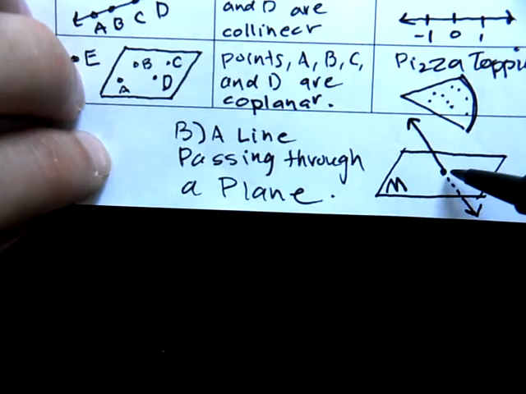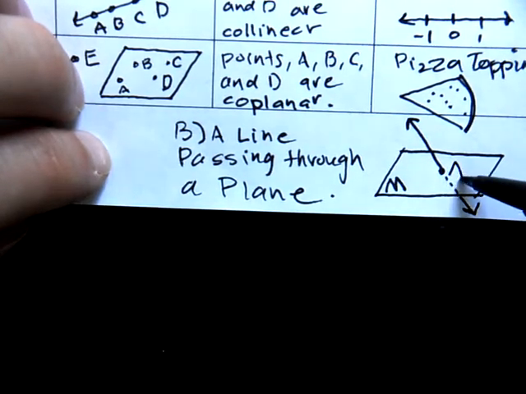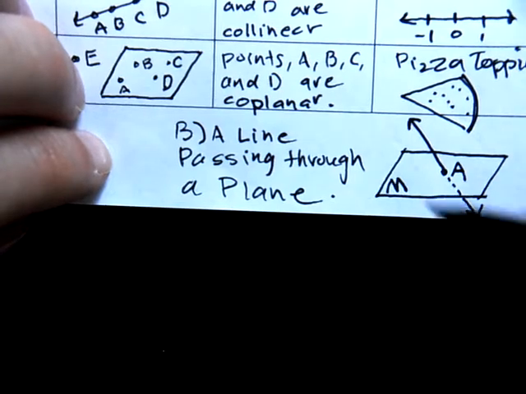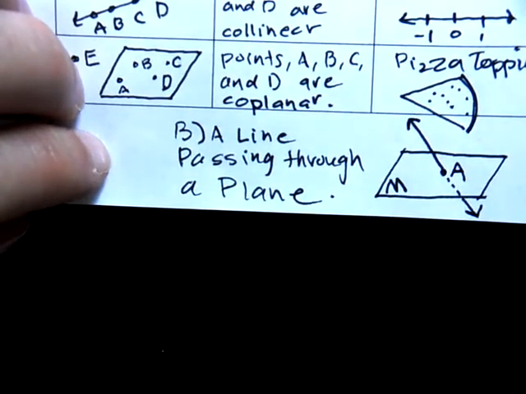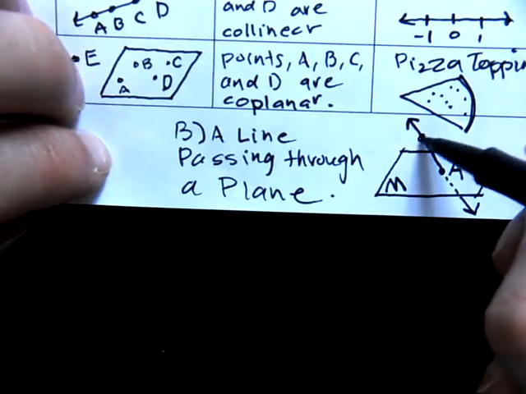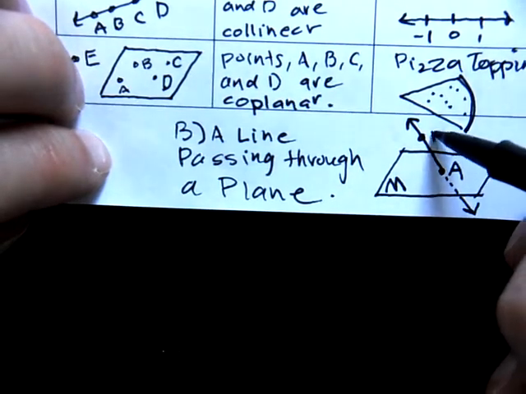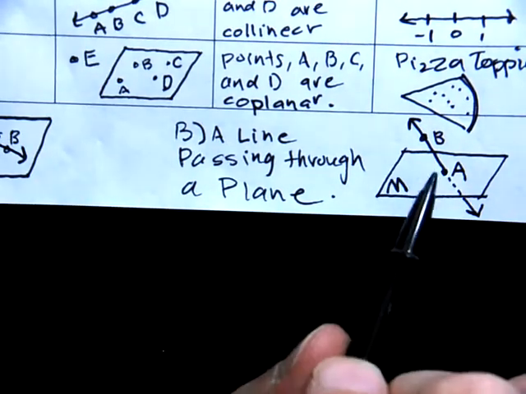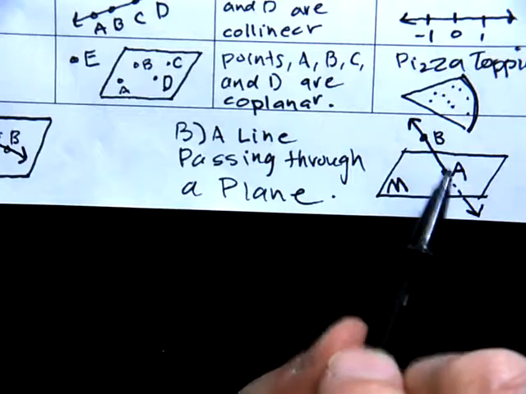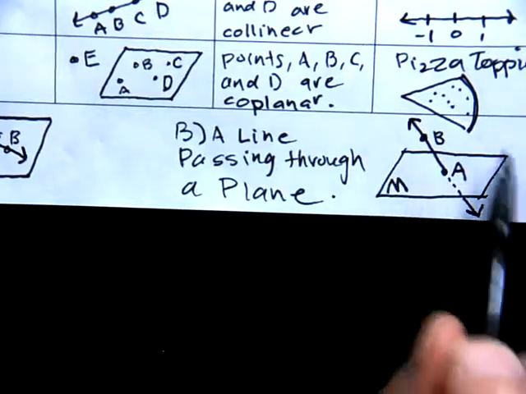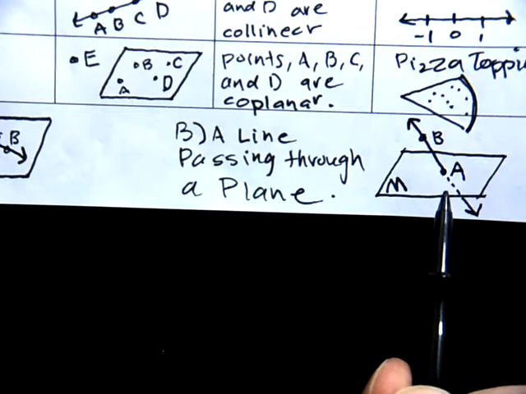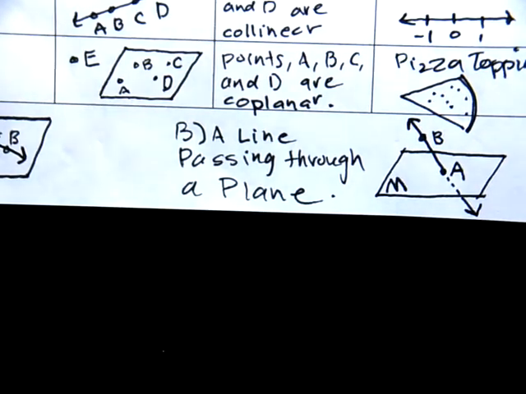So we need to create a name for this point where the line punctured the surface of the plane. And then because we're naming the line, we need one other point, and it doesn't matter where it goes. It could be below or above. So I'll just put it above the surface of the plane and call that B. So we would say line AB, or line BA, passes through plane M at point A. So those are the basics.